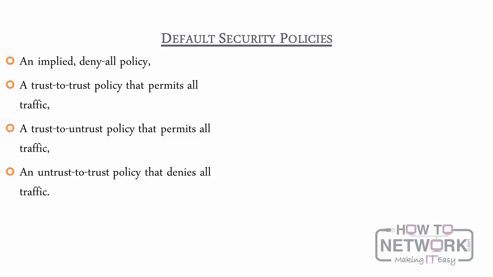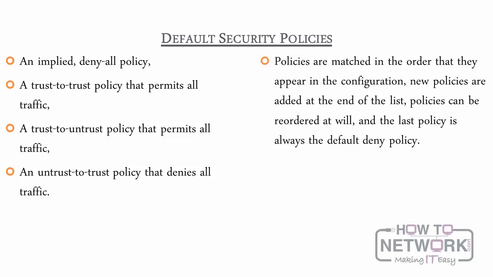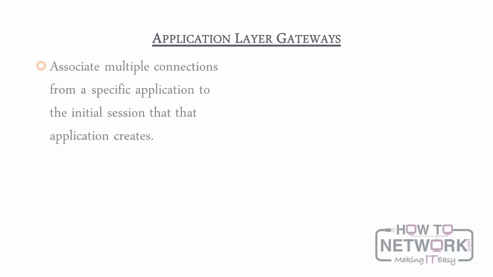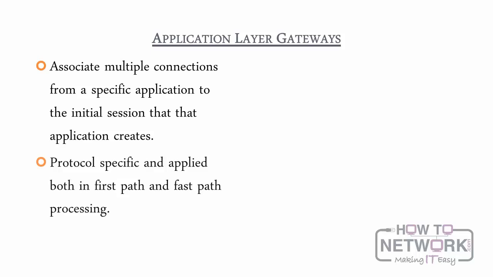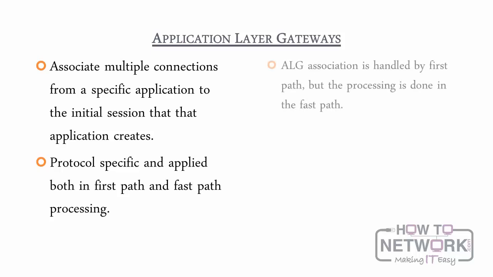Application level gateways, or ALGs, are processes that associate multiple connections from a specific application to the initial session that the application creates. They are protocol specific and apply both in first path and fast path processing. The ALG association is handled by first path, but the processing is done by the fast path. All ALGs must be able to parse out embedded port and address information, create a temporary gateway for the session data exchange, and handle NAT.